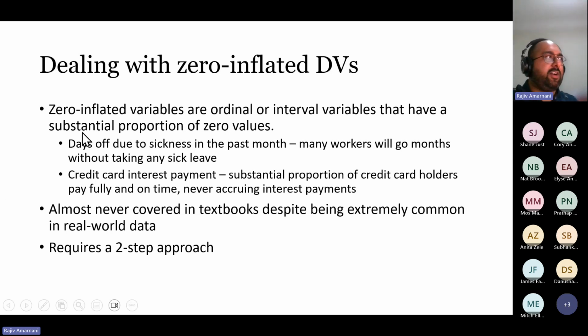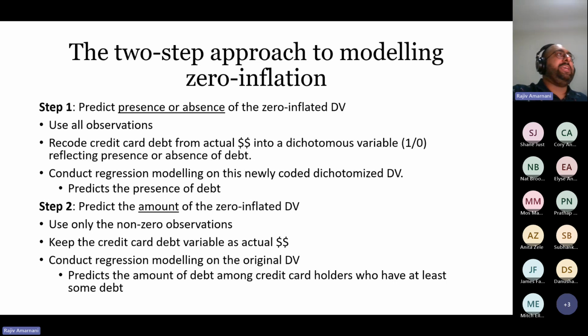You can see this with credit card interest. It's extremely common. Invariably, one or two or three students every term come to me and say, I have zero inflated data. It's very common. It's almost never covered in textbooks, despite how common it is. It's crazy. The thing that makes zero inflated data tricky, well, you'll see. I'll walk you through the two-step approach, and you'll see why we have to do this. We have to run two kinds of regression models.